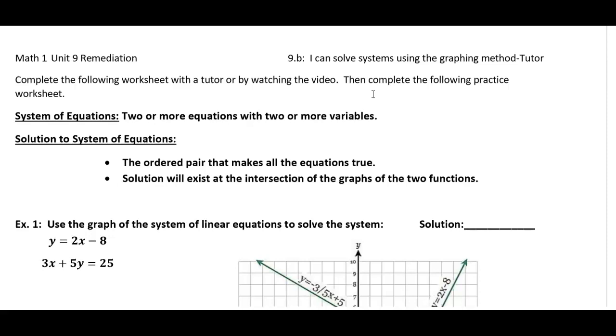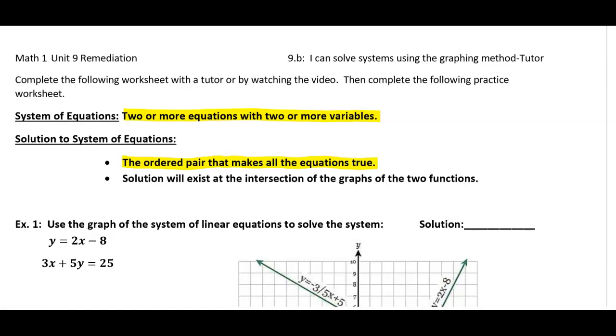Now, going back to earlier in the chapter, we learned about what a system was. A system is basically two or more equations with two or more variables. And even more important is understanding what the solution to a system of equations is. That is the ordered pair that makes all of the equations true.